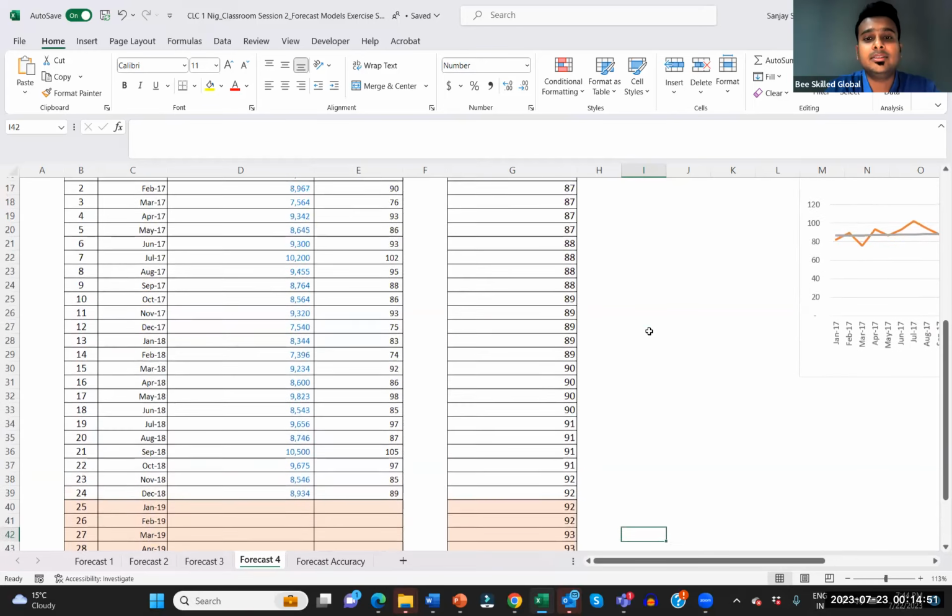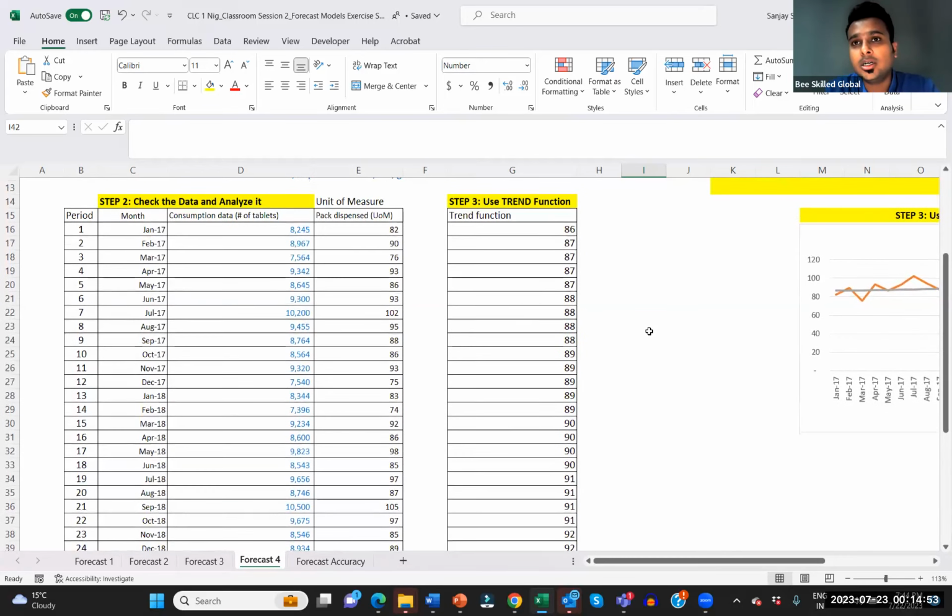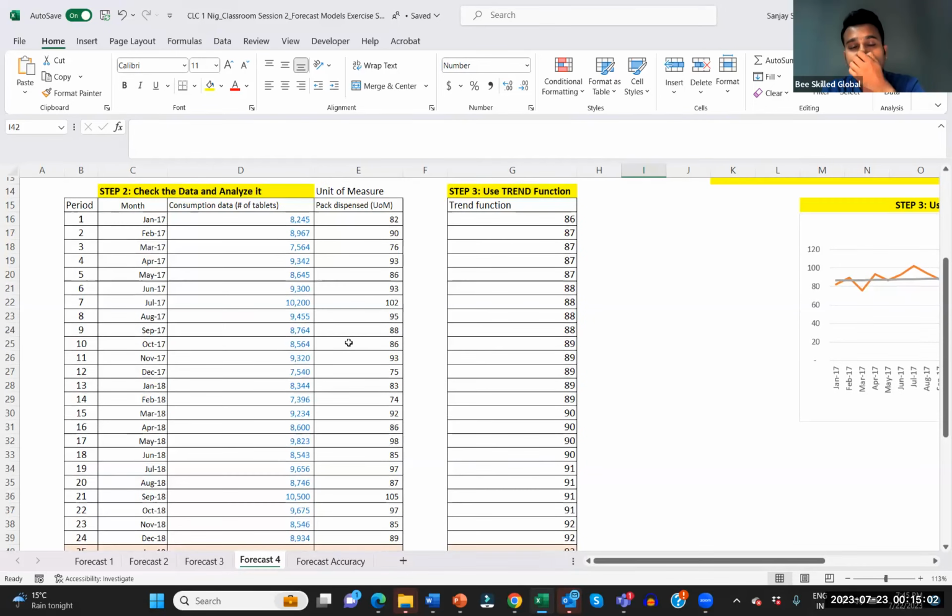regression analysis. Functions like trend are much better to use when you have a large number of data from a large period. For example, here we have a 24 months period of data. The reason why I'm saying this is because if you apply trend analysis to a small period, it may not factor in any seasonality or any aberration that may be there in the data. Now, if you see the data carefully, there are two times, in this period and then again in this period, where there is some spike. Suddenly, the number of tablets go above 10,000.